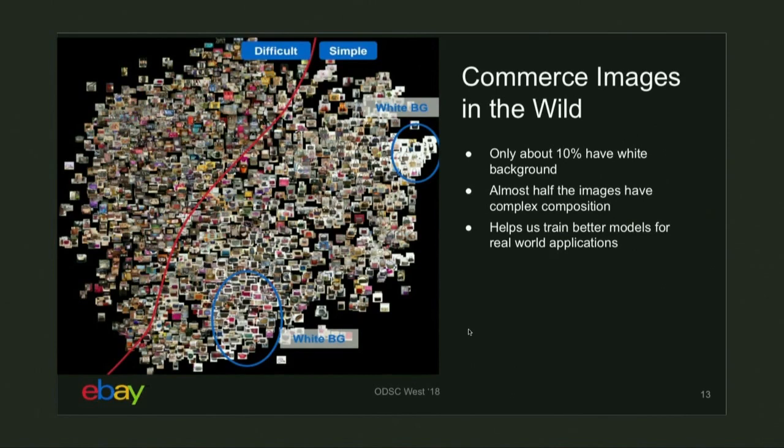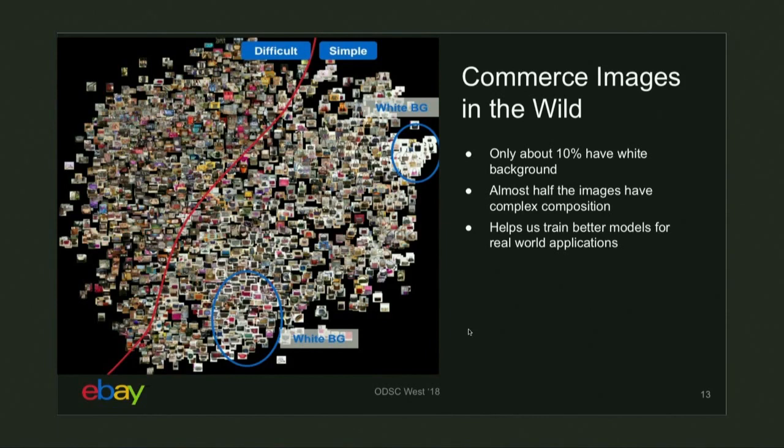Now let's take a little bit more detailed view of the data. This is a visualization of handbags at eBay. You can see that almost half of the images, on the left side, the background looks a little bit more complex. If, for example, you're trying to remove the background, it may not be that easy to remove the background from these images, right?